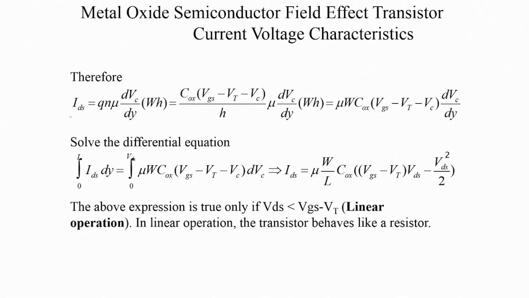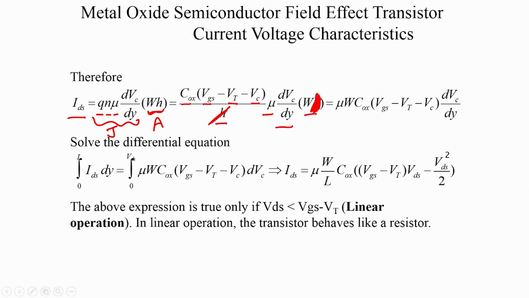So, we now have IDS, having taken the WH over to the other side, is Q n mu dVc by dy. That is the current density into WH, that is the area, and Qn is nothing but Cox into Vgs minus Vt minus Vc by H. So, it is now the potential with respect to the source into mu into dVc by dy into WH, and see the H cancels off, the H was not required.